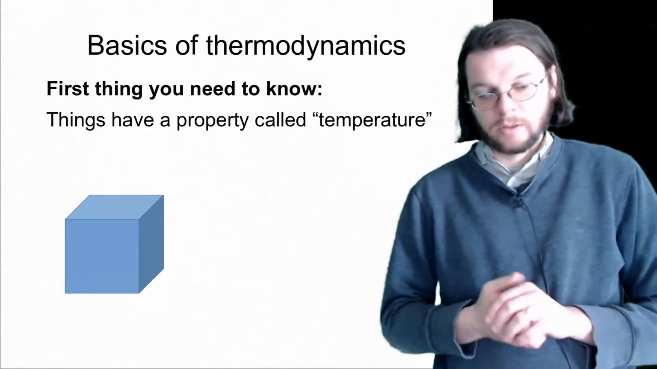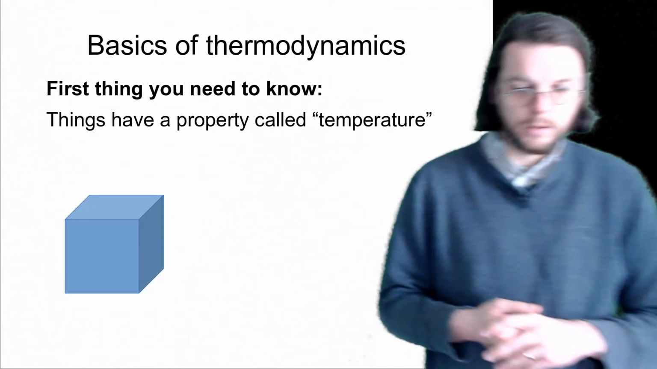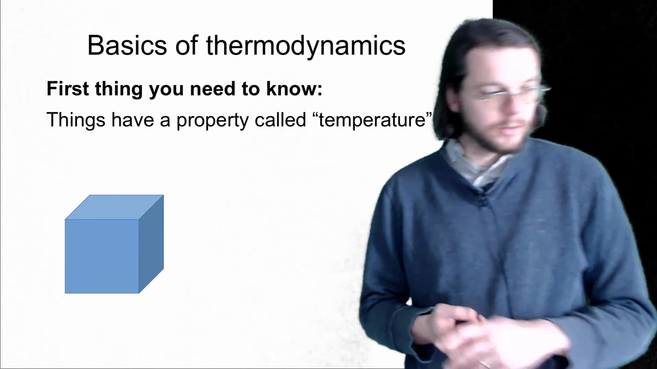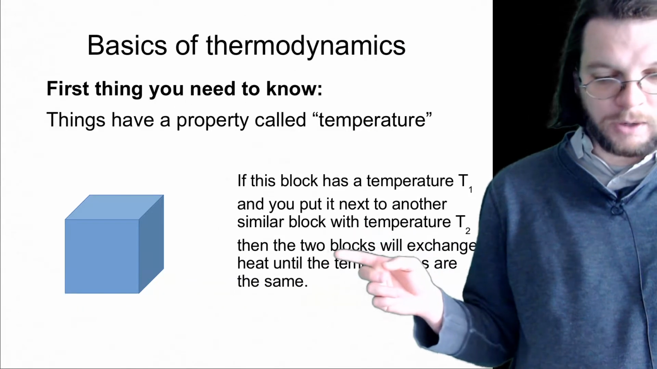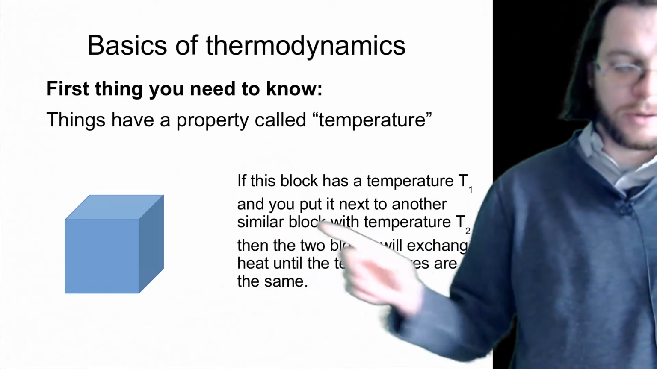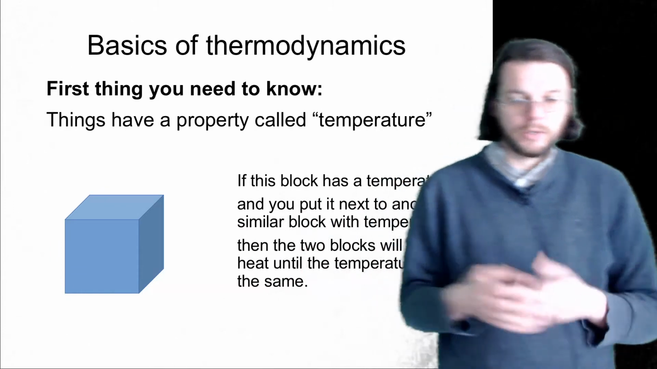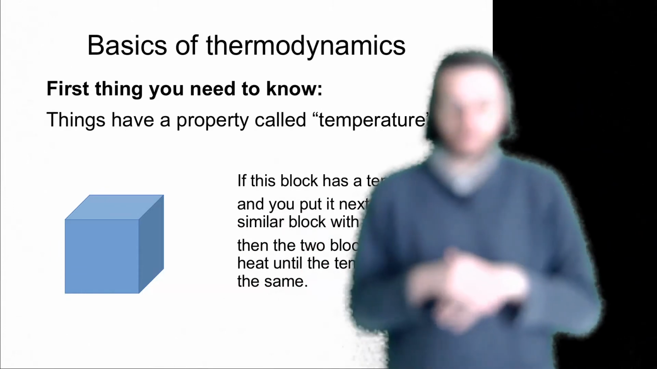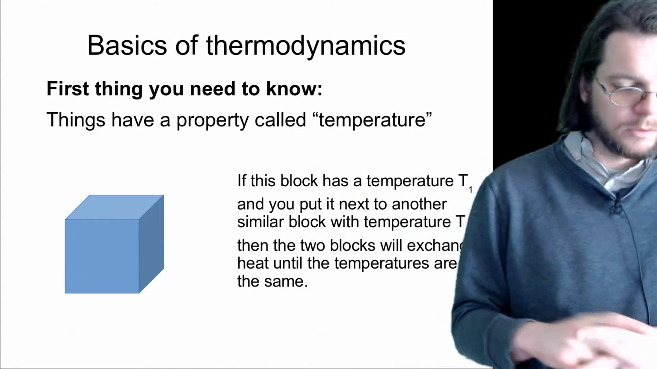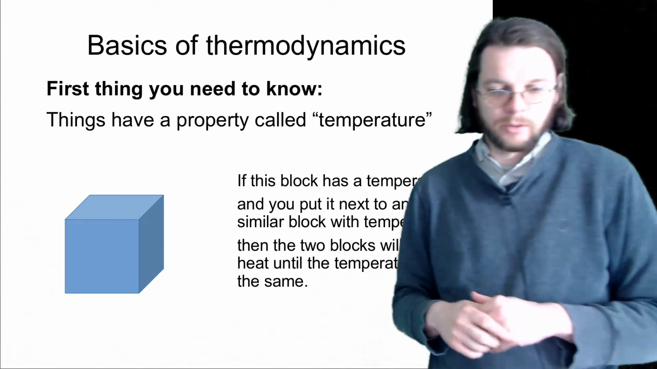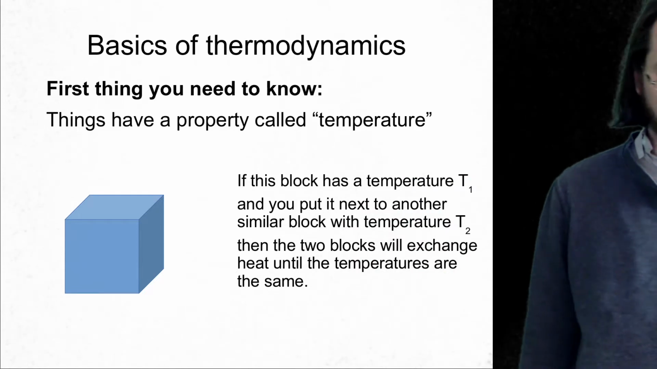So the first thing you need to know about thermodynamics is that there is this property called temperature, and every object has some kind of a temperature. If you put another block next to this block, which has temperature T1, and the other block has temperature T2, you stick them next to each other and allow them to exchange heat, eventually they will come to some temperature that is in between those two temperatures. Exactly how that temperature is determined is not so important right now, but if there are two things that have two temperatures, they tend to equilibrate those temperatures.